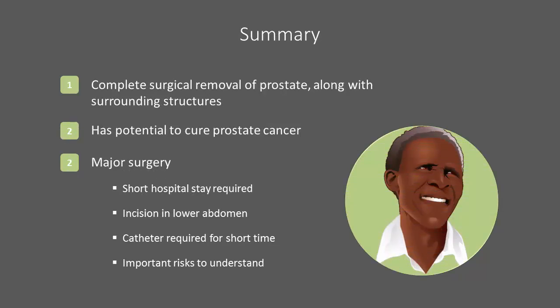In summary, radical retropubic prostatectomy involves the complete surgical removal of the prostate along with surrounding structures. It is performed with the goal of curing or at least helping to control prostate cancer. It is considered major surgery, and as such, a hospital stay is required. It is performed through an incision in the lower abdomen and a catheter or tube to drain urine is required for a short time after surgery.